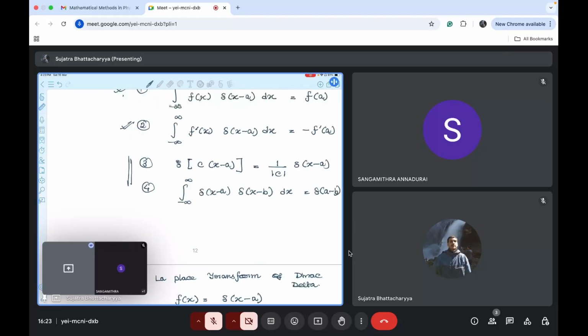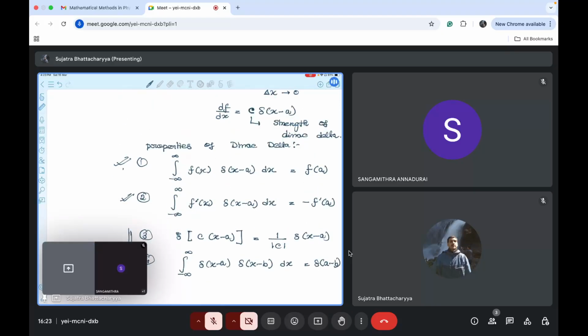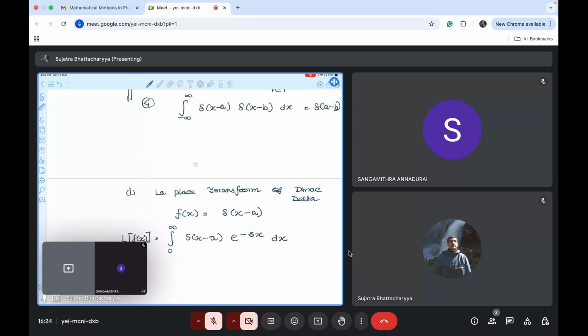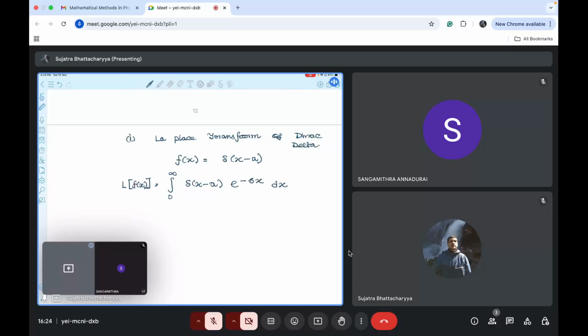Apply the property of the Dirac delta function. See, the integral from minus infinity to infinity of f(x) delta(x minus a) dx is f of a. It doesn't matter whether it starts from minus infinity to infinity. You can also apply it from 0 to infinity because delta(x minus a) is nonzero at a particular value only. We are assuming that in the case of the Laplace transform, a is some positive value. So it will be e to the power minus s a. That's all. This is the Laplace transform of the Dirac delta function.